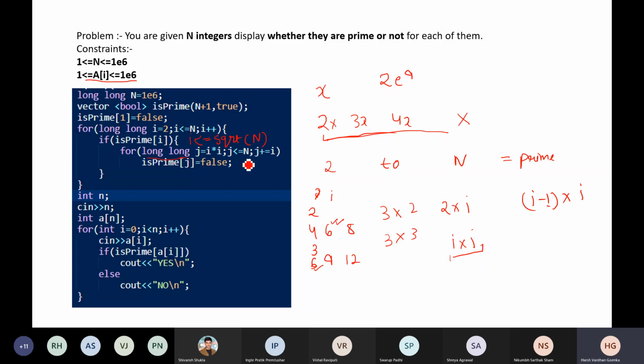Yes, I mean that we need to run the ith loop only up to square root n. So he's saying that we will run this portion of code only when i is less than equal to square root n. Yes, you can do that also. If you don't, you have to put an extra condition using and. So that also works perfectly fine.